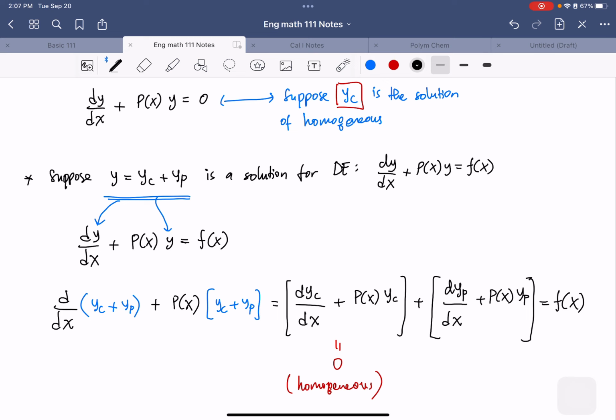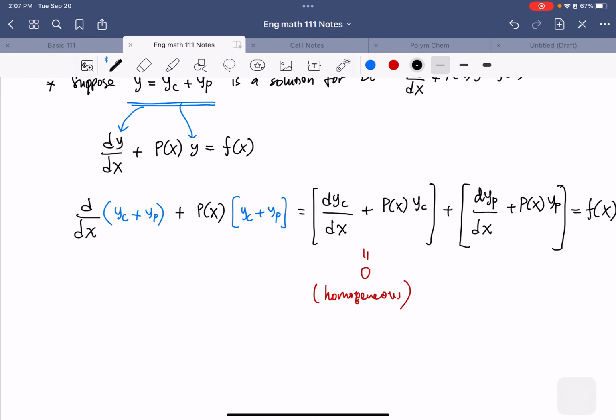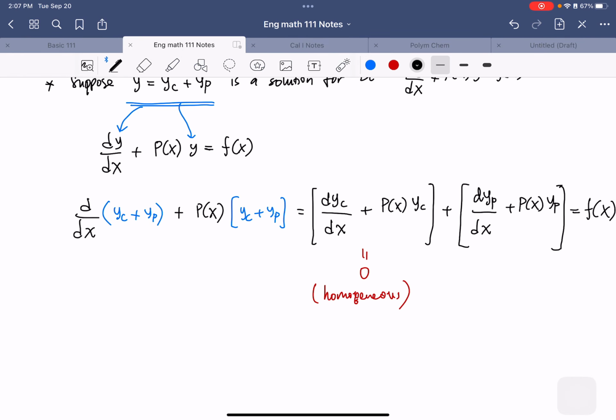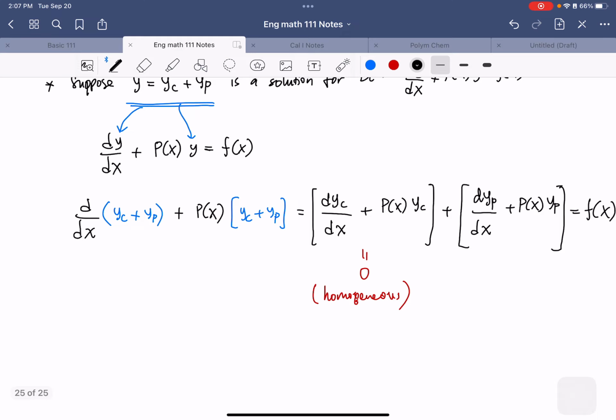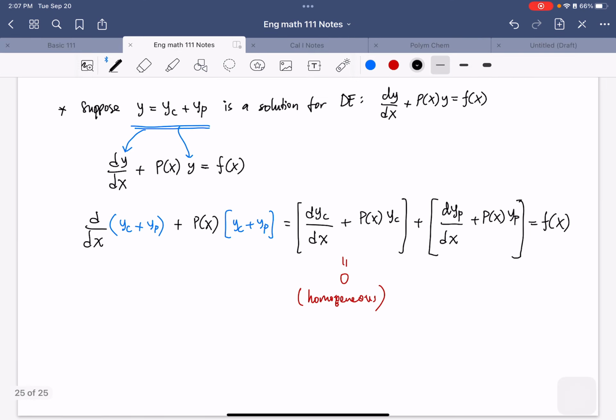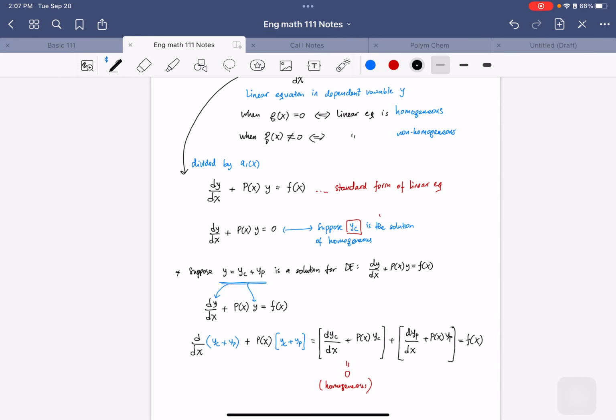Okay, now from this fact, we can then write. The definition is quite long, but the summary will be very short. Let me write the homogeneous one in the next page.